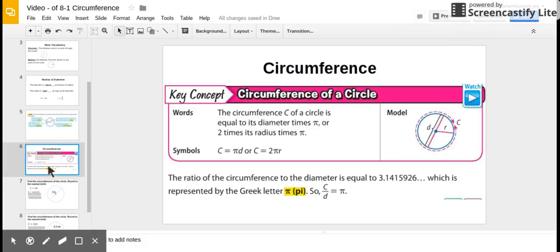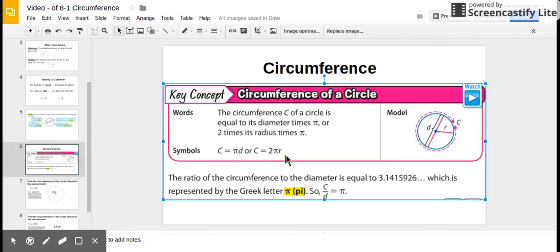All right, let's talk about the circumference formula. You can think of circumference as almost like the perimeter of a circle, right? The outside of the circle. There are two formulas for it. C equals pi times diameter, or C equals 2 pi r.